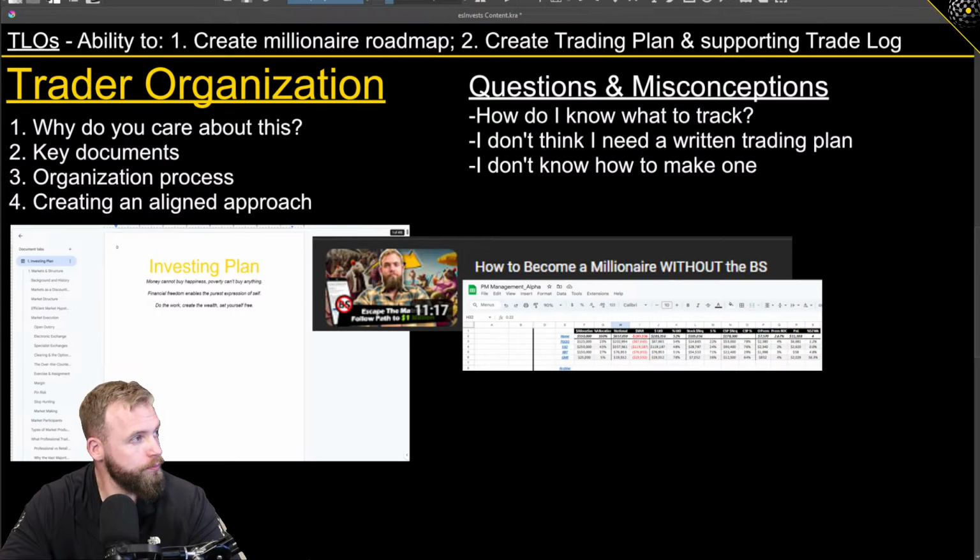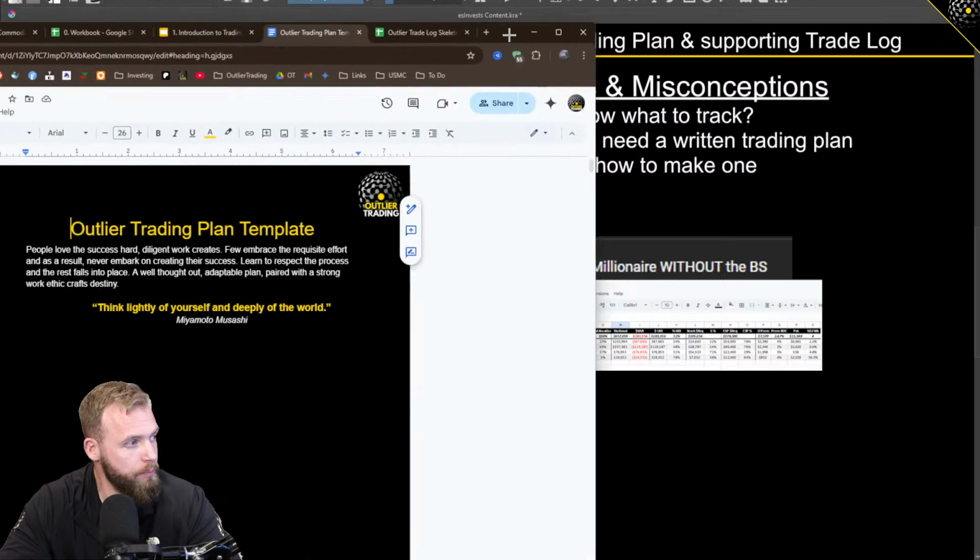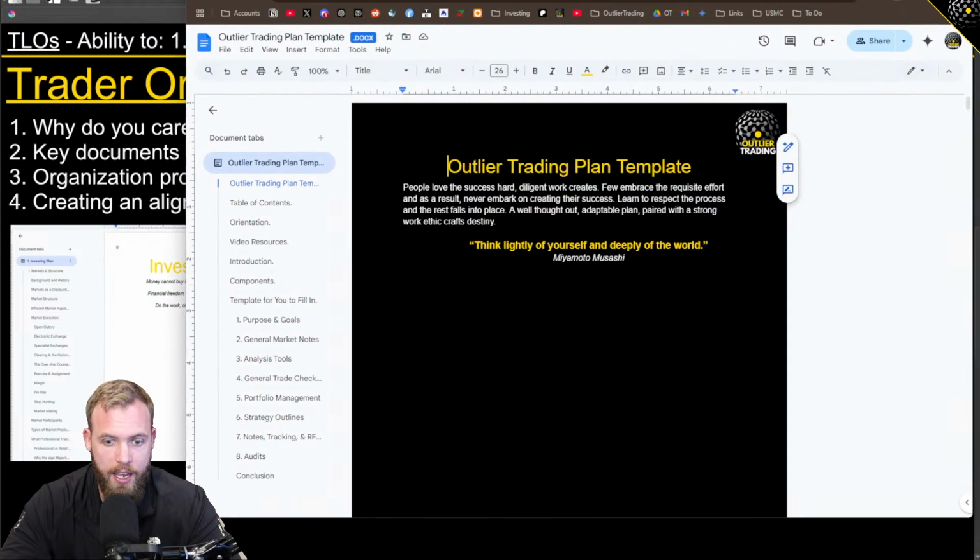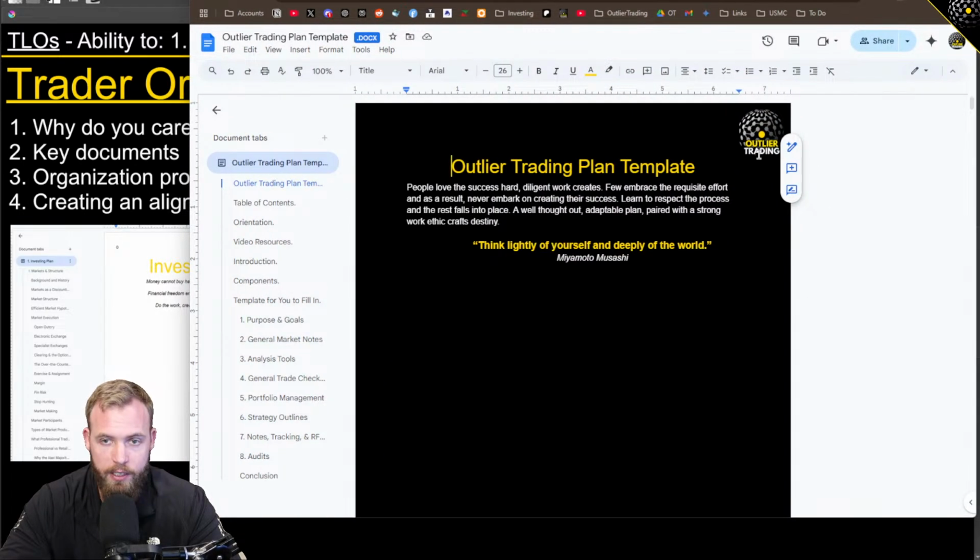What you do is you go to google.com or a Word doc and you open up a Word doc. So this is a sample trade log template or trade plan template. All you need to do is start writing words. You start writing words, you now have a trading plan that's a work in process.